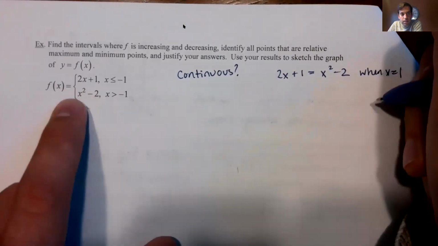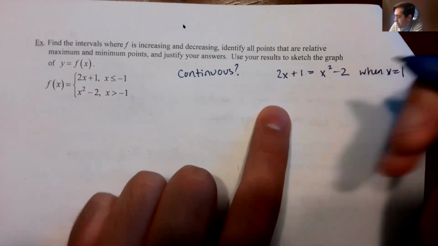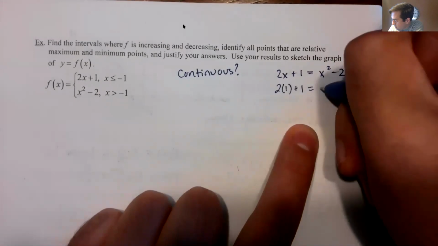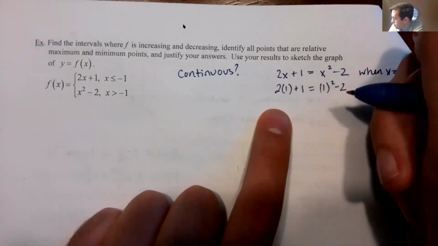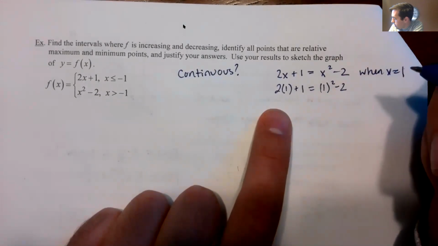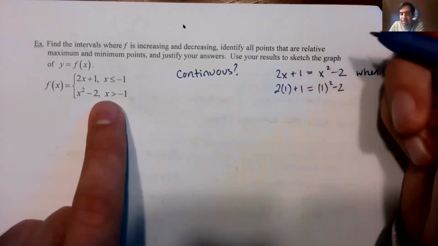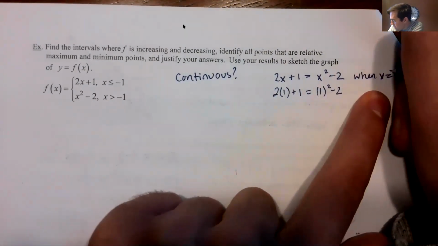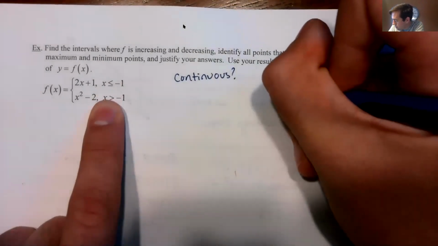Each piece is continuous, so we just need to figure out if they're continuous where they meet. So I'm going to plug in 1 for x. And I end up with, what did I do wrong? Oh, we care about -1, not +1. They meet at -1. I misspoke and said it was +1.